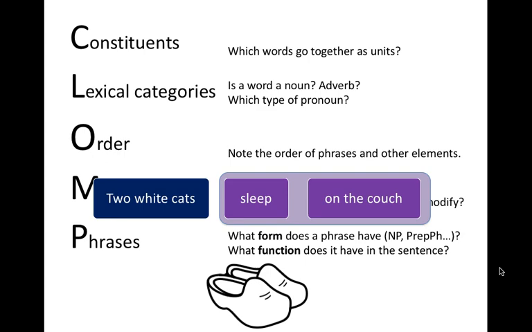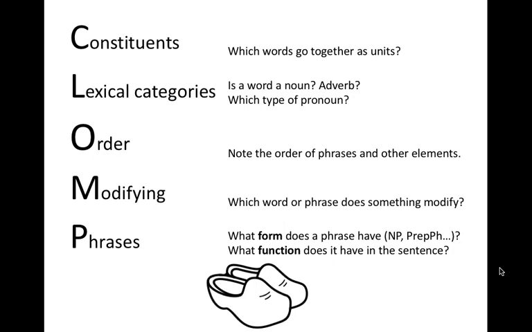And we can also say what their function is. The function of two white cats, in this case, is that it's the subject of the sentence, whereas on the couch functions in the same way as an adverb would, modifying the verb sleep. So there you have it.